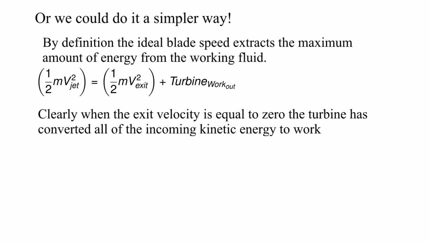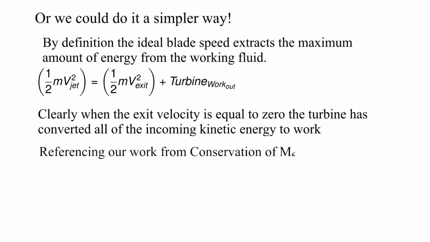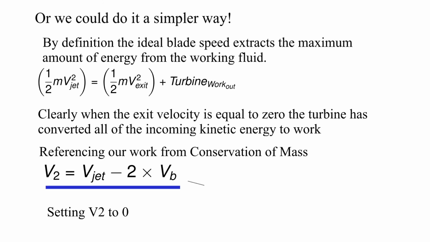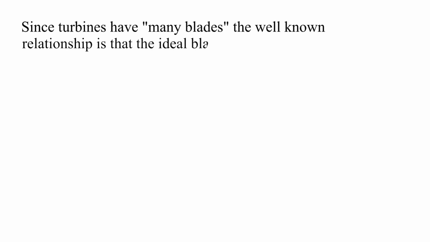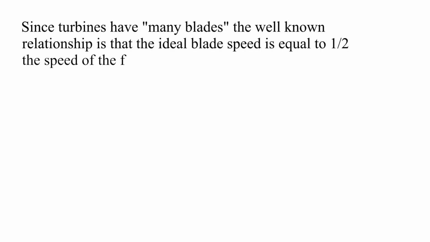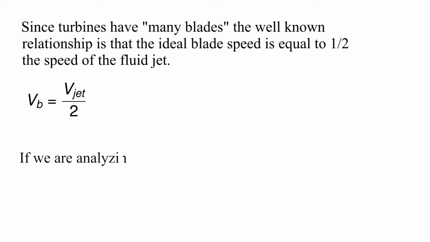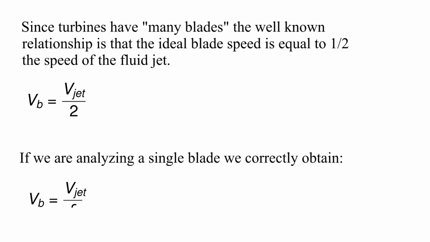Luckily, we have already solved for the fluid velocity at the exit in terms of the jet velocity and the ideal blade speed. We can set this velocity to zero and solve for the ideal blade speed, which is equal to 1/2 times the jet velocity, which is as expected. In review, for this type of turbine, the ideal blade speed is equal to 1/2 times the jet velocity. The analysis for a single blade is 1/3 the jet velocity.